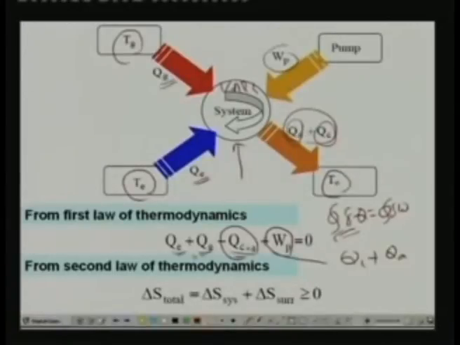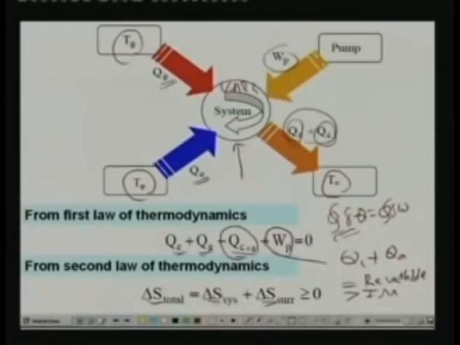Now, what is the second law of thermodynamics? We write the second law in the form of entropy change. If you remember, it says that the total entropy change, that is, the entropy change of the system plus surroundings, will always be greater than or equal to 0. The equal sign is for completely reversible systems, where everything is reversible, and the greater than sign is for irreversible systems. So, this is the second law of thermodynamics.